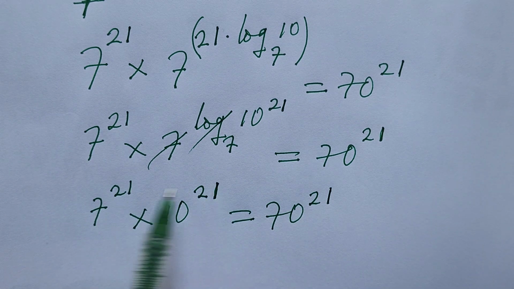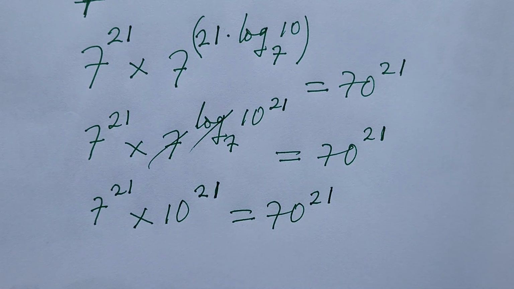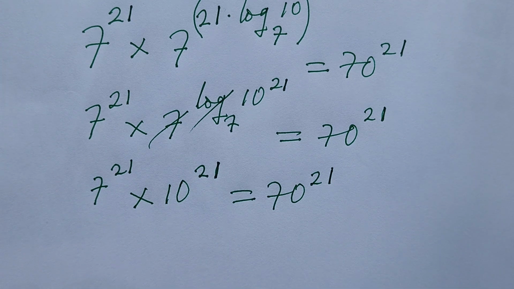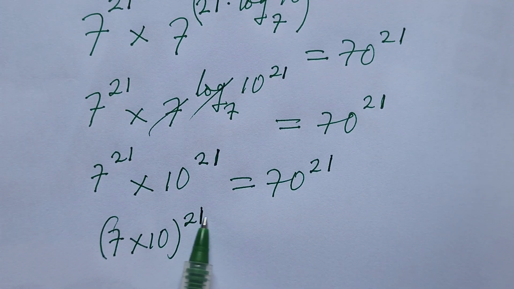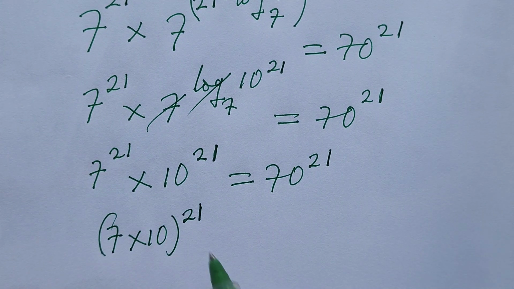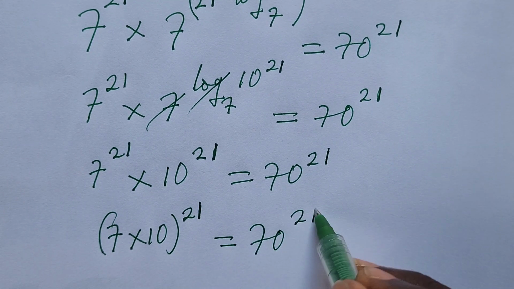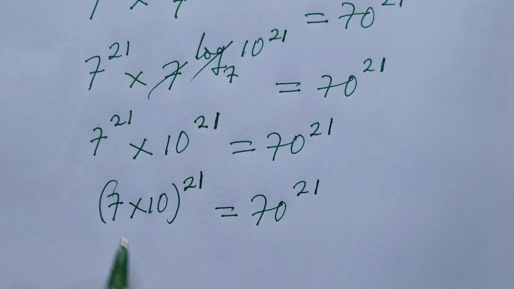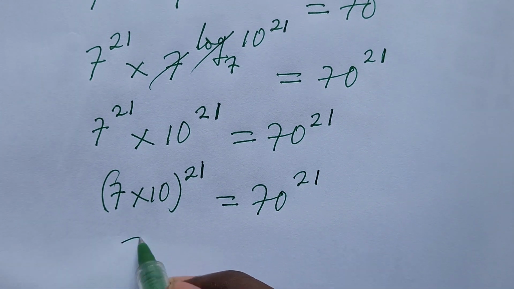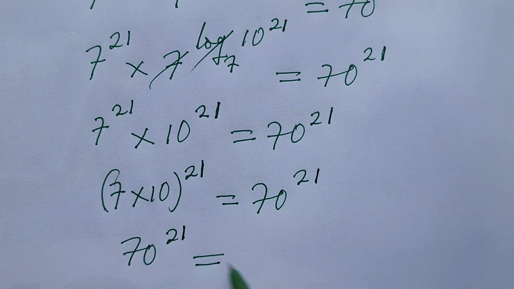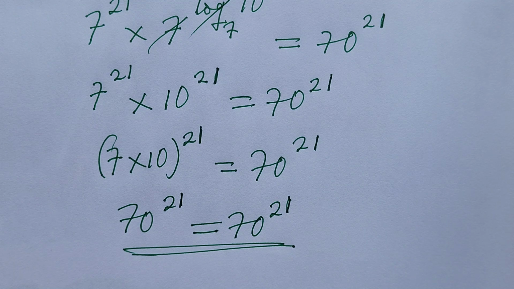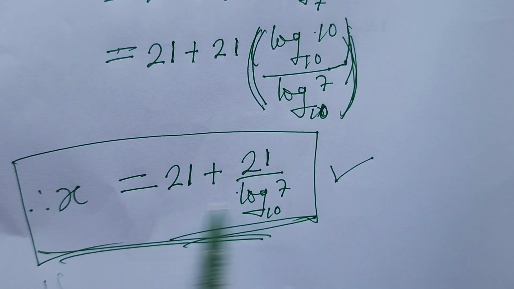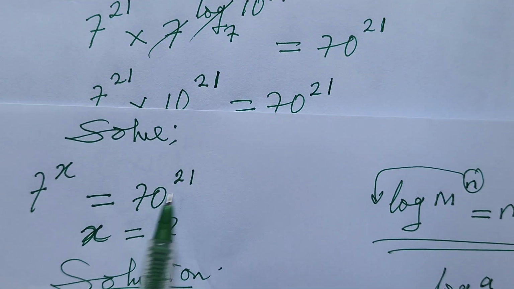Look at the two powers, they are the same. So we can multiply this and this together, or better still, we can express this as 7 times 10 bracket 21. If we distribute this power among this, we're going to come up with this again, everything equal to 70 to the power of 21. All right. Then if we multiply 7 by 10, this will give us 70 to the power of 21, which is equal to 70 to the power of 21. Wow. So this shows that the answer which we solved for in our question satisfies the original equation, which is this.